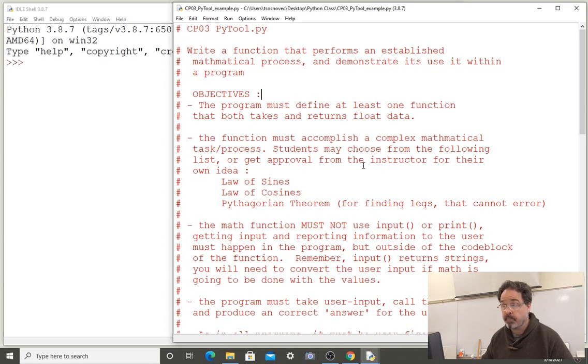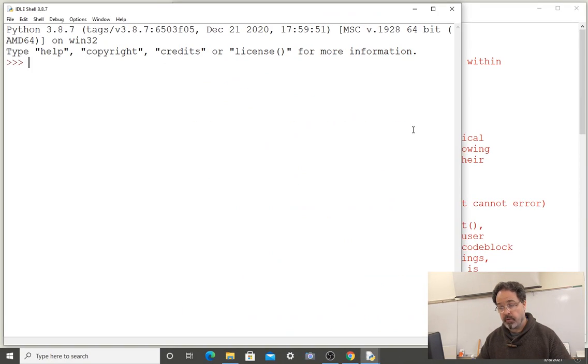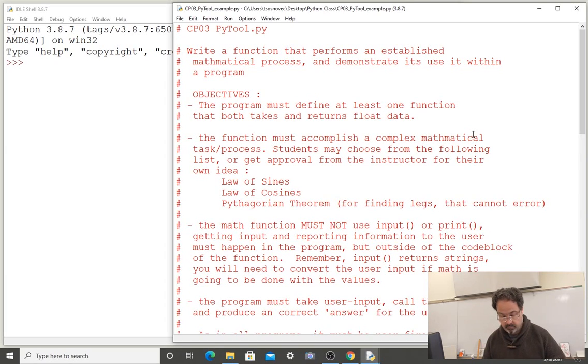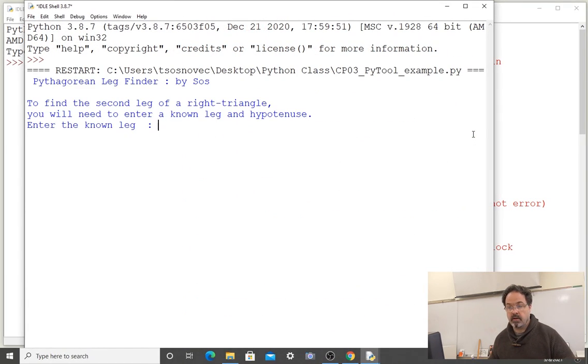What we want to do in the PyTool program or project is write a function that performs an established mathematical process and demonstrate its use within a program. So the program that I'm going to run is going to be a Pythagorean leg finder, not hypotenuse. It's going to find the measure of another leg given a leg and a hypotenuse.